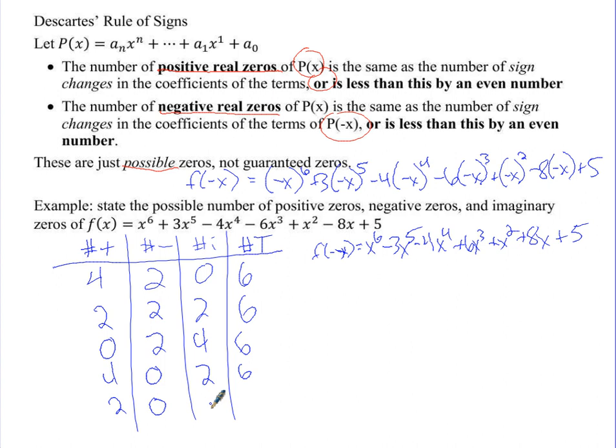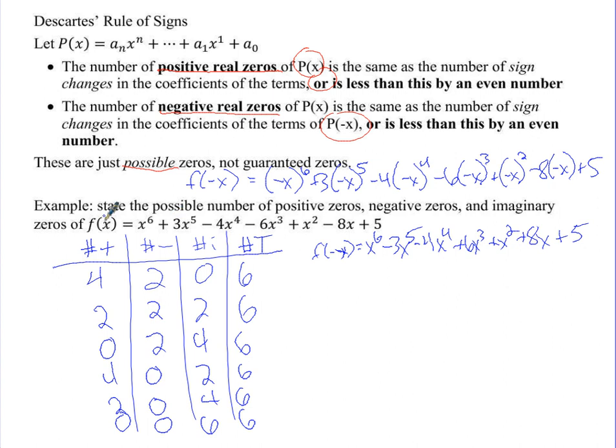And how many imaginaries in this case? 4 for a total of 6. And because that's still 2 or higher, I can go down even more. 0 positive, 0 negative, every root imaginary for a total of 6. Okay, do we have to do that? Yes. Descartes' rule of signs is this entire table right here.